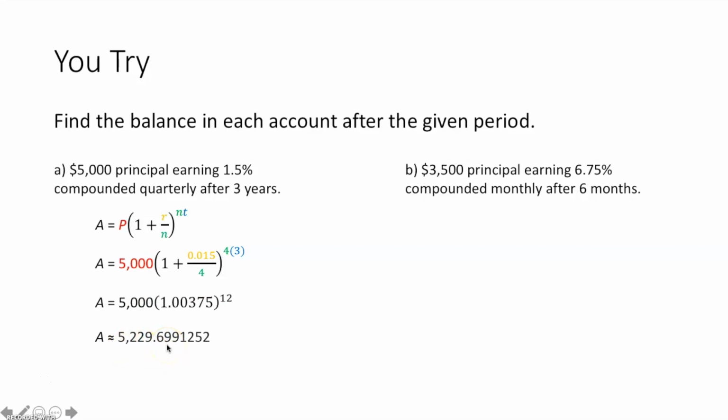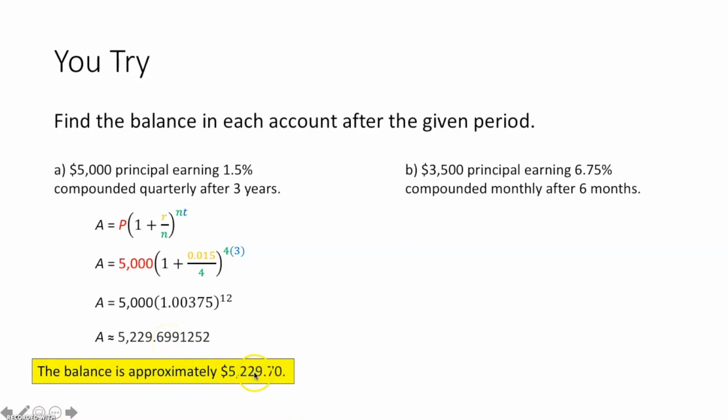Now to round this to the nearest cent, we have to round this 9 up because after it there's a 9, so we round that up, which makes this round up, so it becomes 0.70. So we end up getting $5,229.70.